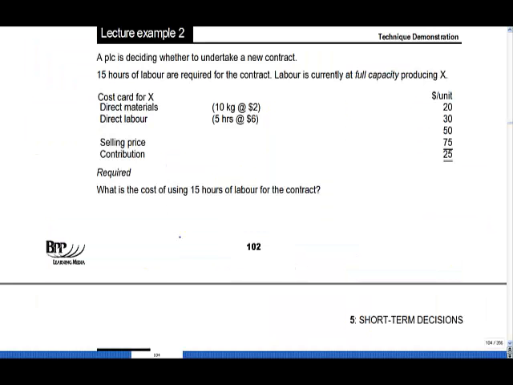So example 2 is looking at relevant costs and labour. Specifically here, we want to know the cost of using 15 hours of labour for our contract. The information we get given: we need 15 hours, labour is currently at full capacity producing X, and we then have our various details about X. There's not much detail here; we haven't got any other information about other products we want to make, or whether we can access more labour or not. Full capacity, we know we can't undertake the work ourselves. As we're not told about access to other labour, we have to assume that we cannot get any more labour.